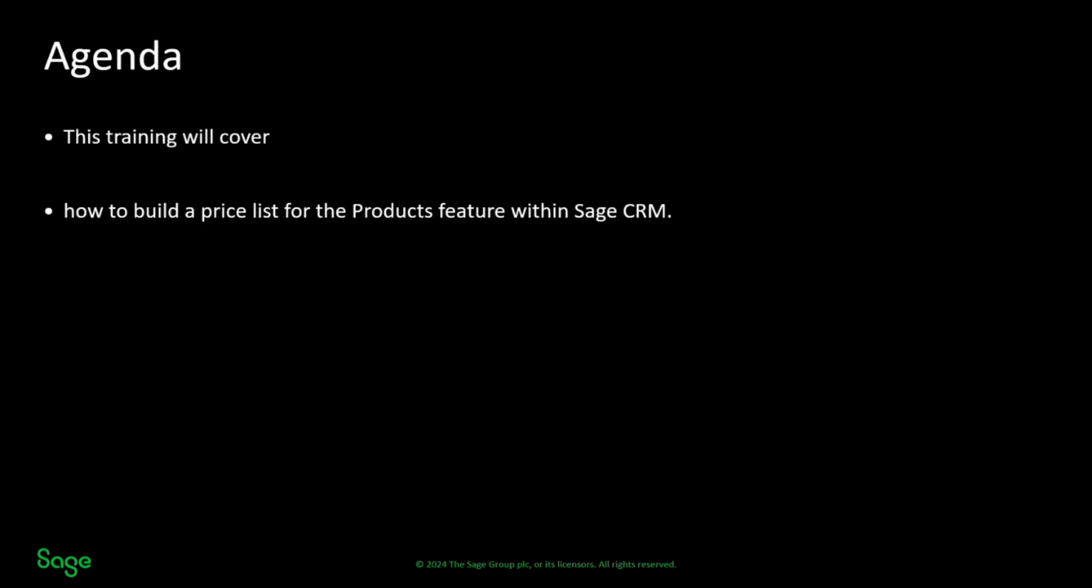Specifically, this topic is all about covering the knowledge needed to understand how to build a price list for the products feature inside Sage CRM. And if you want to start to understand everything, we have to start actually using the process of creating a quote or an order using the price list information that is configured within the system.